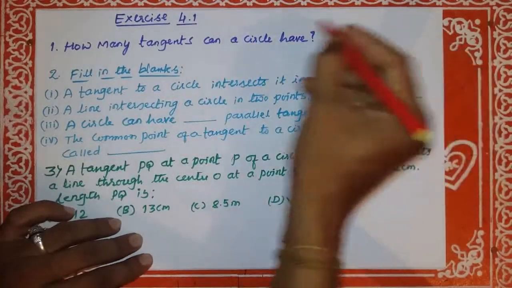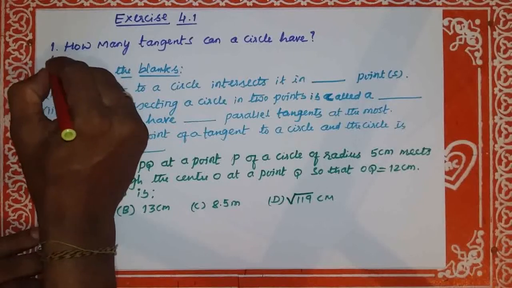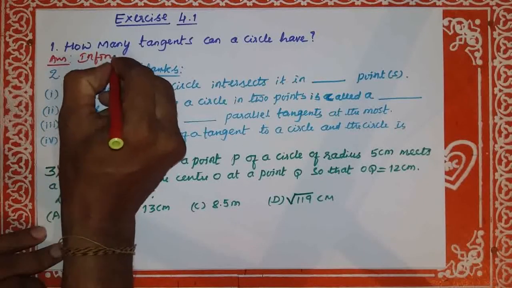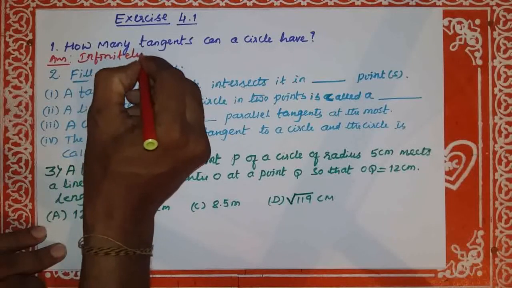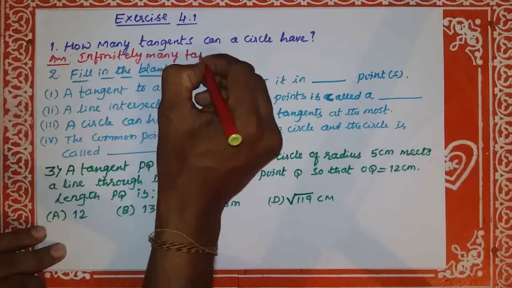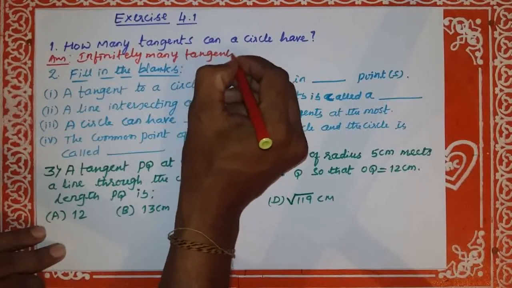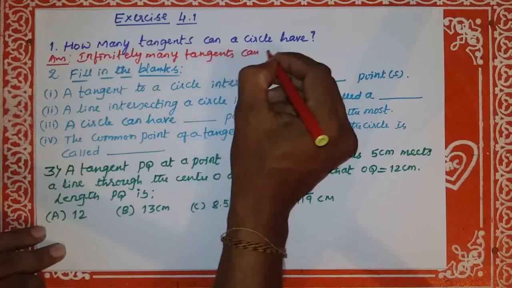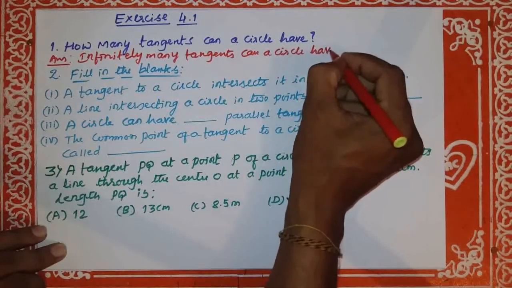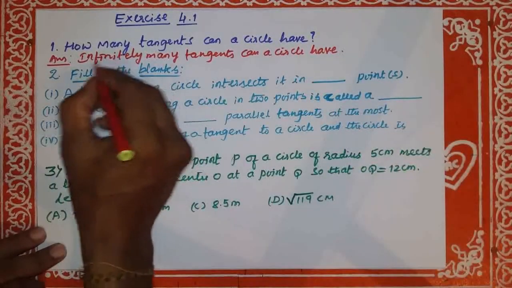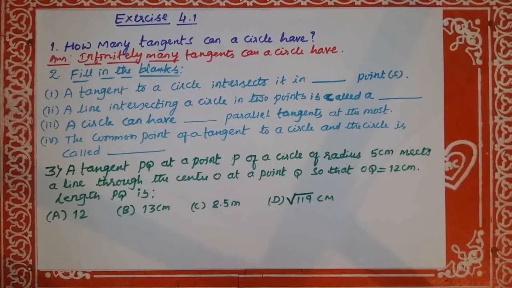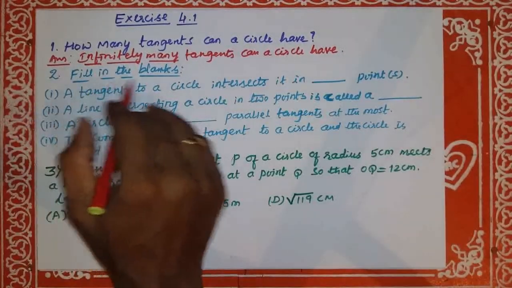Answer: infinitely many tangents can a circle have. This is the right answer. Infinitely many tangents. Okay, second one, fill in the blanks.